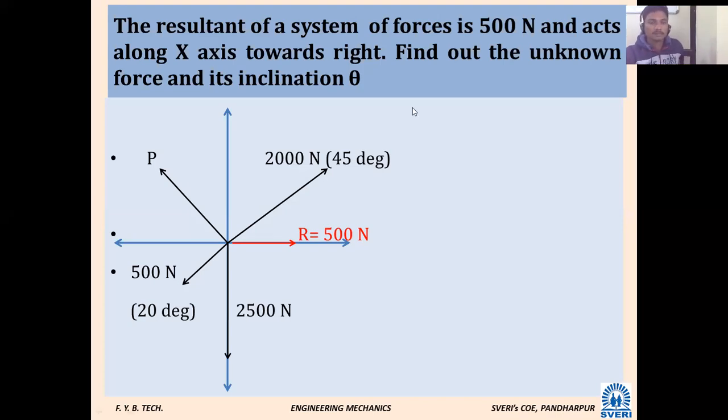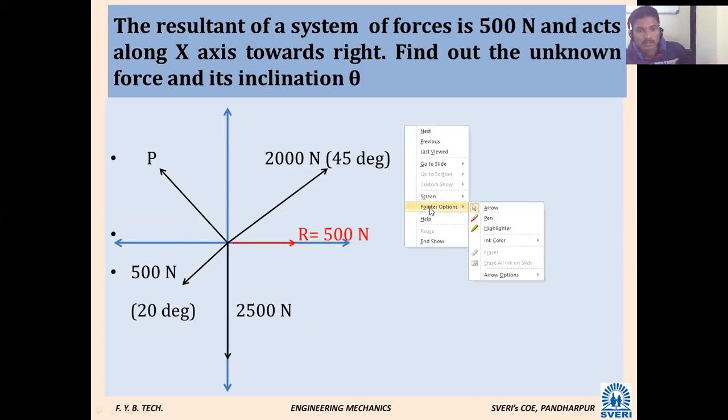The resultant of a system of forces is 500 Newton and acts along the x-axis towards the right. Find out the unknown force and its inclination. This is given in the figure itself.